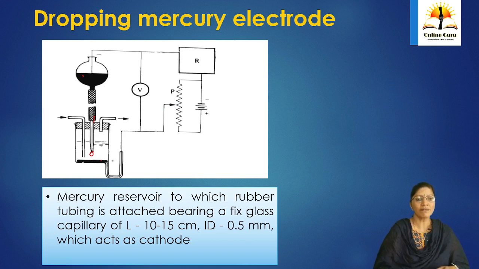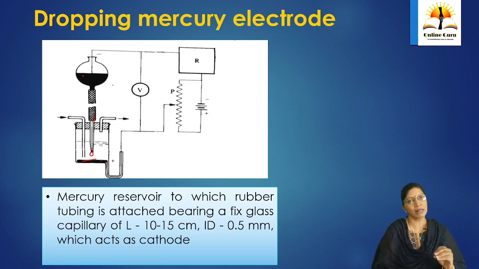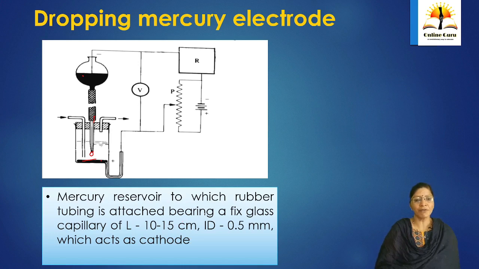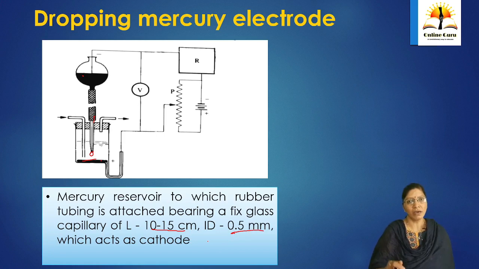Okay, so the large surface area here, the mercury pool, is behaving as the positive terminal of the electrode system. Generally the dropping mercury electrode behaves as cathode, and the other electrode, the large surface area electrode, most often behaves as the anode. The mercury reservoir, to which rubber tubing is attached bearing a fixed glass capillary of length 10 to 15 centimeter and internal diameter of 0.5 millimeter, acts as the cathode.